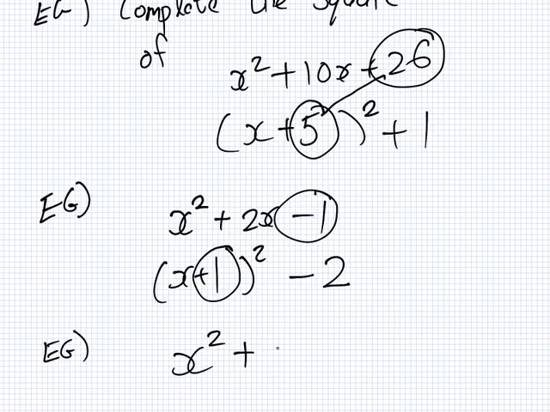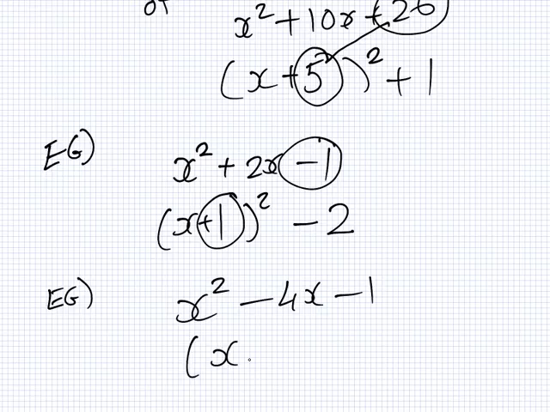Okay, try one more of these. x squared minus 4x minus 1. Got this? So, again, pretty easy. What will be first? Minus 2. Minus 2. Squared. And then it'll be minus 1, minus 4. So you should have minus 5 here. Okay. So that's basic ones.